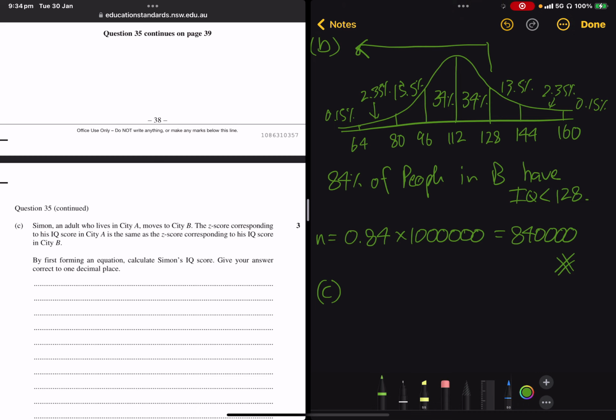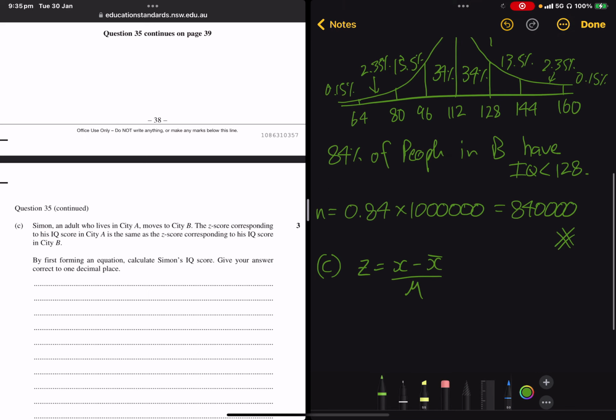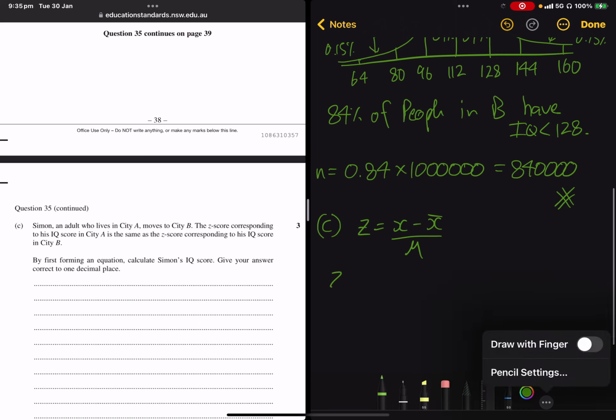And we need to use the definition of z-scores. So z-score is equal to the score in question minus the mean, which in this case will be x bar, divided by the standard deviation, which we'll write as mu. Now we know the z-score that he has in City A is equal to the z-score from City B. Now we don't know what his IQ is, but we do know those two z-scores are equal.